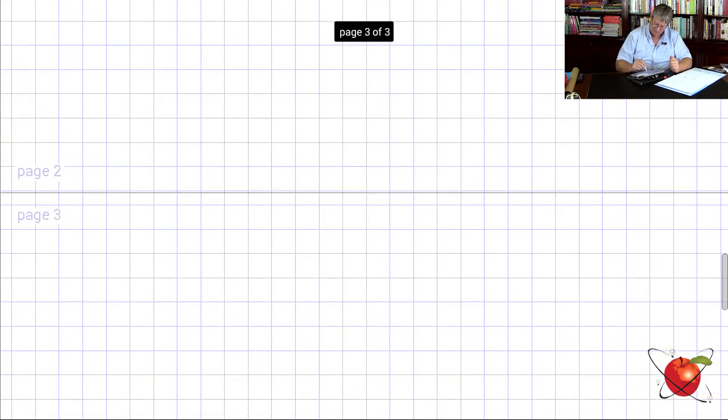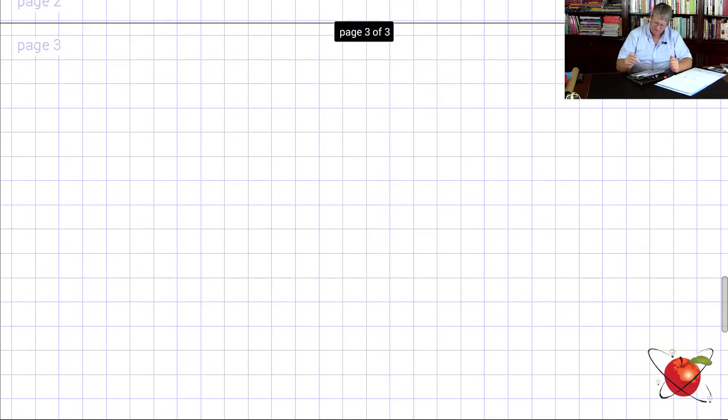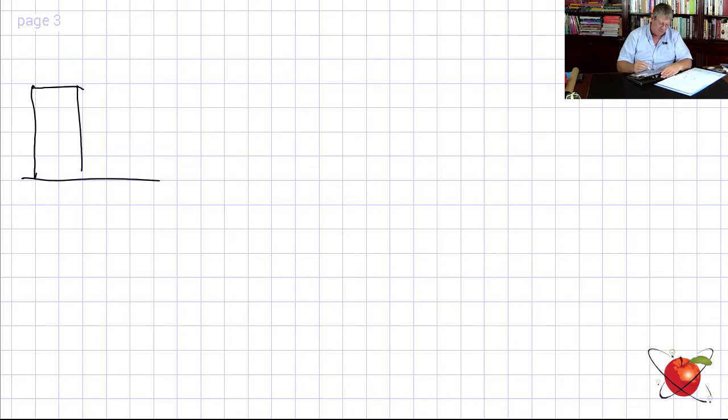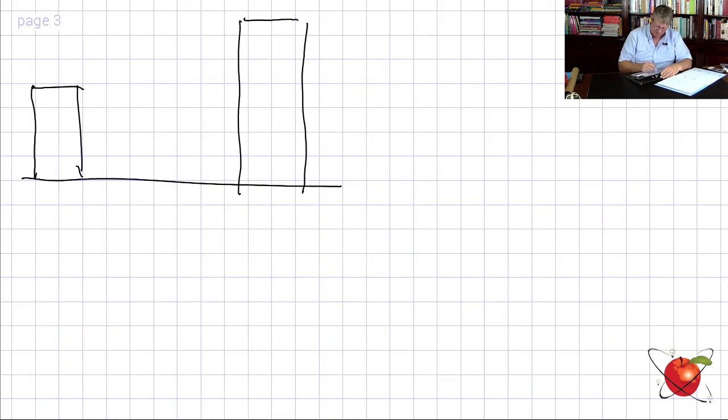Okay, now they give us two buildings. Let's draw it first. Draw it with me. Get a piece of paper and draw this. They've given us two tower blocks, and they've said this is block 1 and block 2.